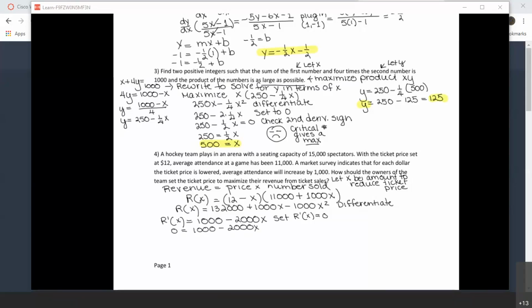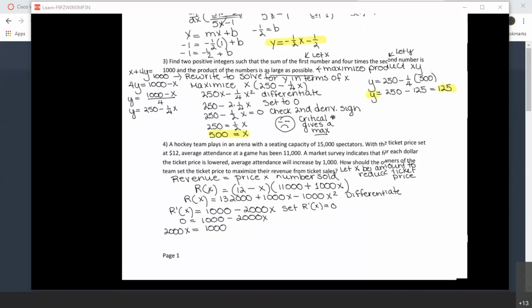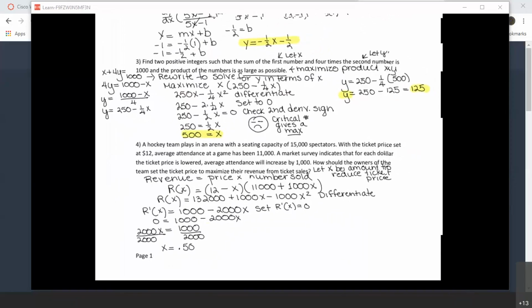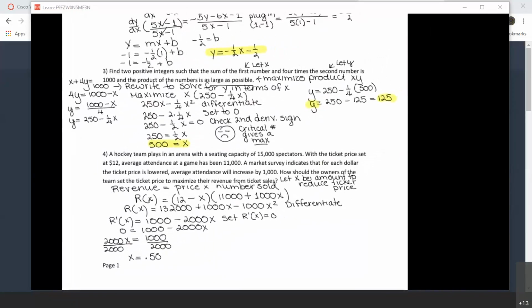I'm going to bring the 2,000x over to this side. It becomes positive. Right, and then I'm dividing everything by 2,000. So X equals 0.50. I didn't say 1/2 because X is a number that means money. So what this is saying is I need to drop my ticket price by 50 cents.